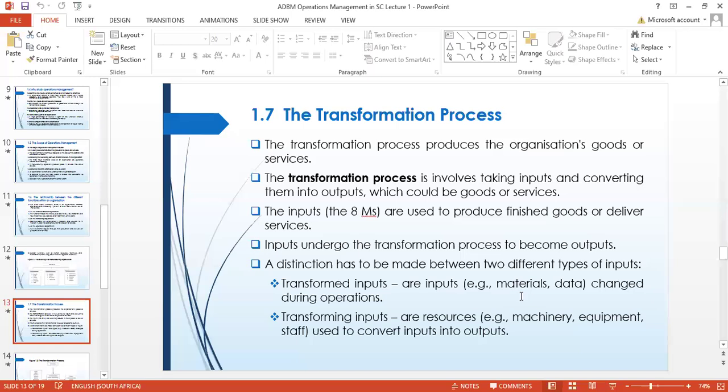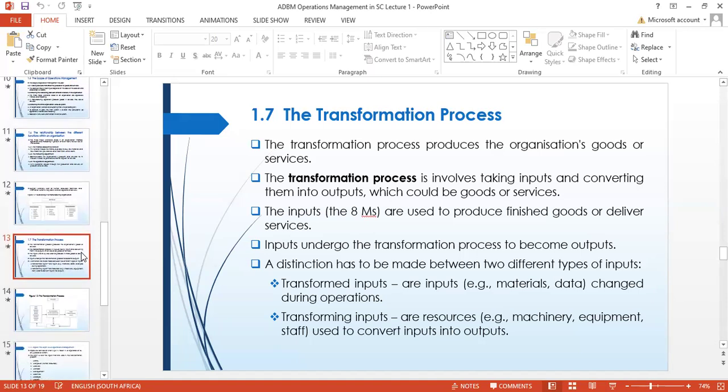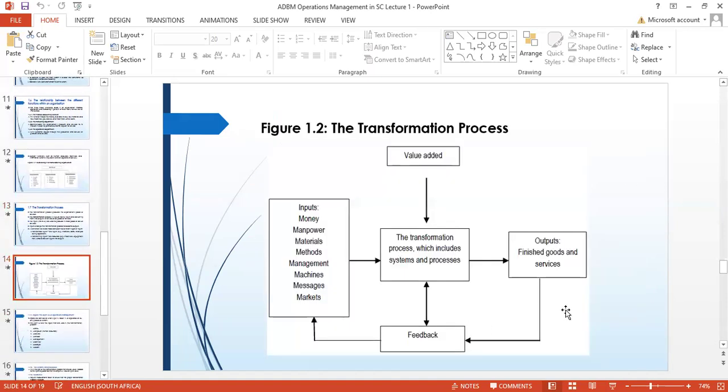So these are the two types of inputs that we have: transformed inputs and transforming inputs. The eight M's that we have here are money, manpower, materials, methods, management, machines, messages, and markets. These are the inputs. So this is the transformation process. Again, you'll be asked in the assignment about this transformation process, and then you apply it to an organization.